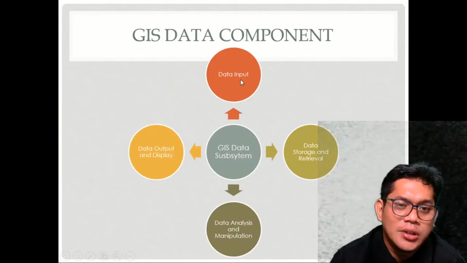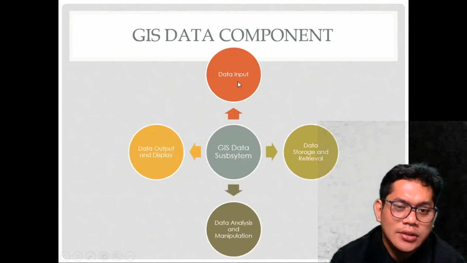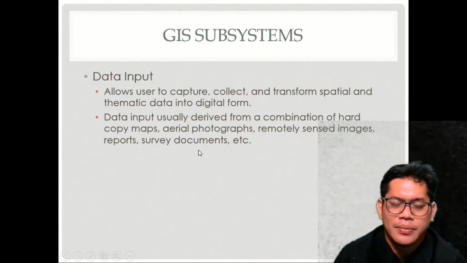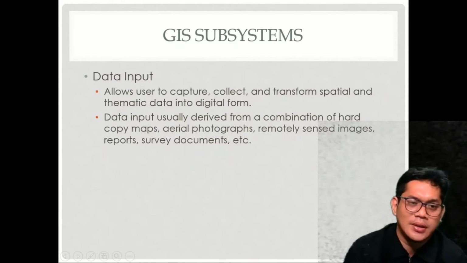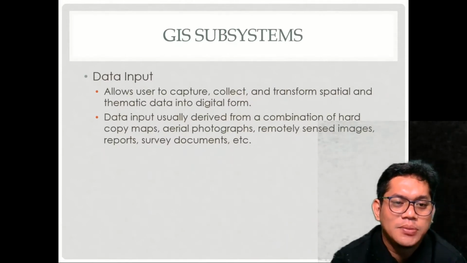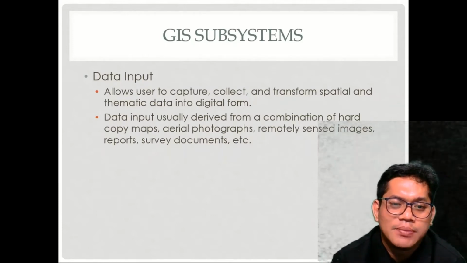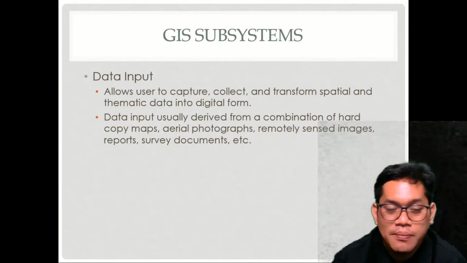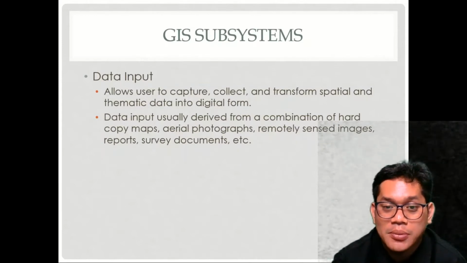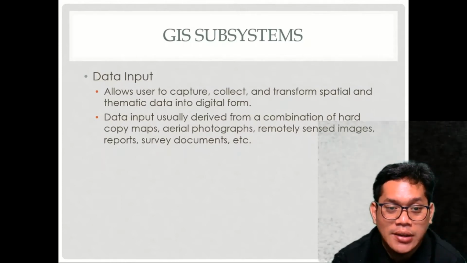So what are the data components in GIS? They are data input, storage and retrieval, analyzing and manipulation, as well as output and display. So we look into them one by one. What is data input? Data input basically allows the user to capture, collect, and transform spatial and thematic data into digital form, usually derived from a combination of hard copy maps, aerial photos, remote sensing data, and many more.